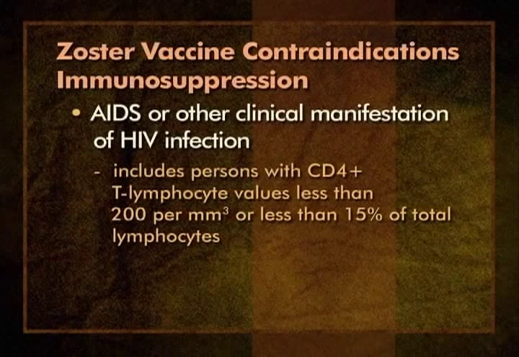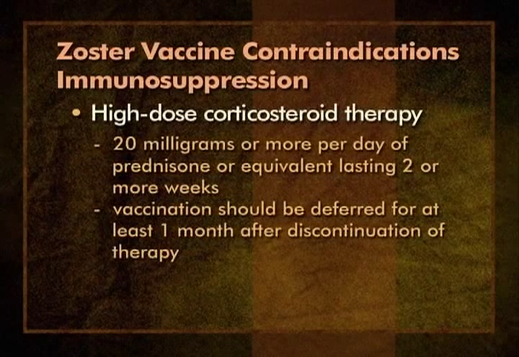Other immunosuppressive conditions that contraindicate zoster vaccine include AIDS or other clinical manifestation of HIV. This includes persons with CD4 T lymphocyte values less than 200 per millimeter or less than 15% of total lymphocytes. Persons receiving high-dose corticosteroid therapy should not be vaccinated. High dose is defined as 20 milligrams or more per day of prednisone or equivalent lasting 2 or more weeks. Zoster vaccination should be deferred for at least 1 month after discontinuation of therapy.